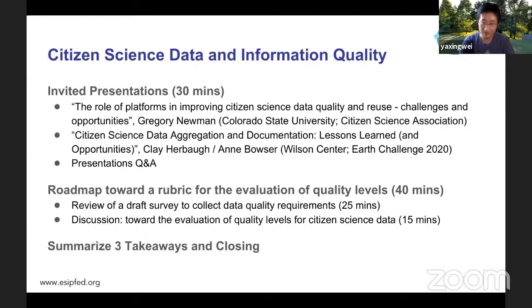And during that discussion, we'll first start with a review of a draft survey that we have been working on for the purpose of collecting additional data quality requirements from a number of citizen science data users. And then we will follow up with a general discussion toward the evaluation of quality levels for citizen science data. Now, eventually we will summarize three takeaways.